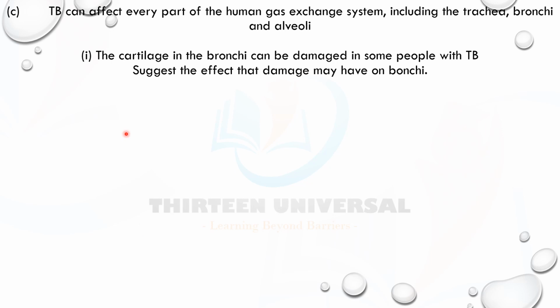TB can affect every part of the human gas exchange system, including the trachea, bronchi, and alveoli. The cartilage in the bronchi can be damaged in some people with TB. Suggest the effect that damage may have on the bronchi. So if the cartilage is damaged, what effect does it have on the bronchi? What effect will the damage of cartilage in the bronchi have?